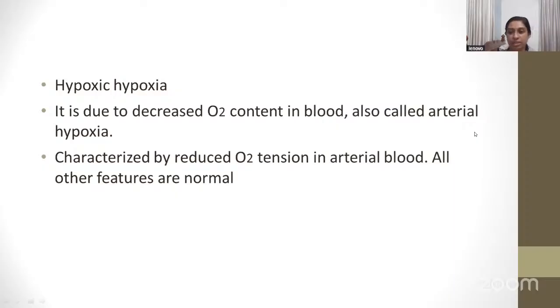First is hypoxic hypoxia. As the term indicates, the oxygen available is less. It can be due to the oxygen content in the blood as such being reduced. That is called arterial hypoxia. Initially, the amount of oxygen available is less, and the rest of the features are normal in case of hypoxic hypoxia. The amount of oxygen available for intake is reduced in hypoxic hypoxia.